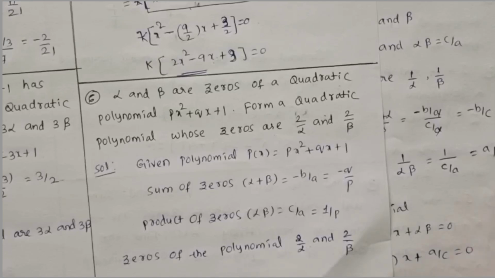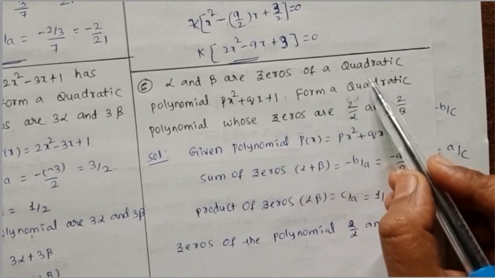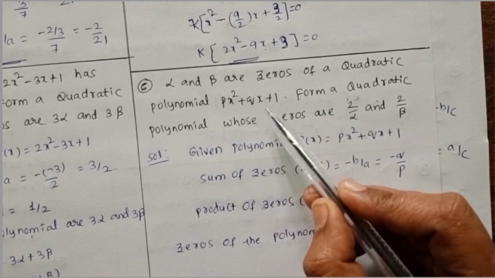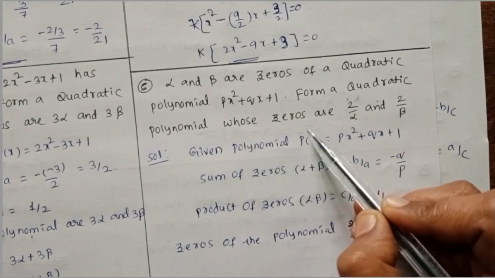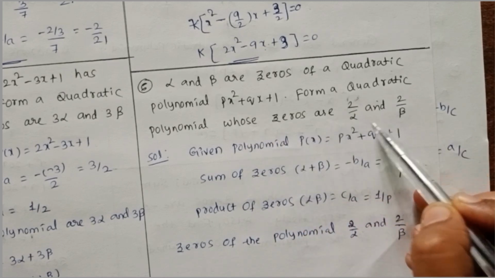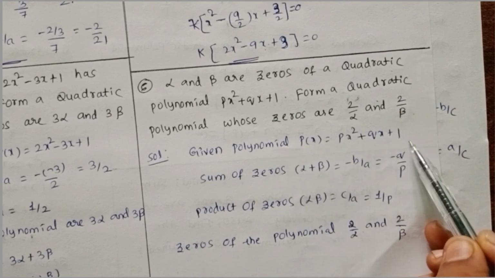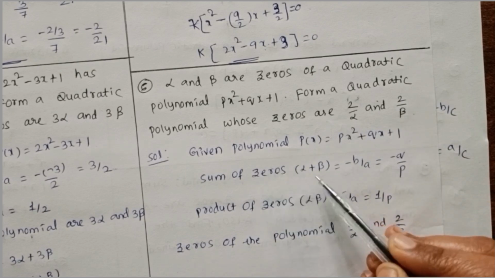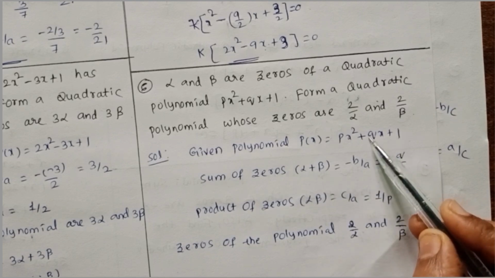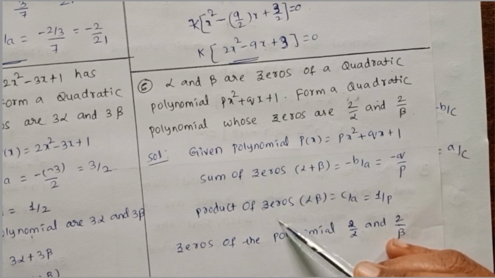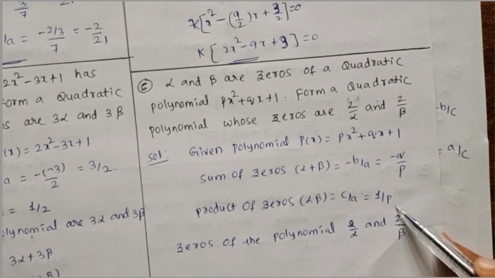Next, sixth question. This is same like previous question, that is alpha and beta are zeros of a quadratic polynomial px square plus qx plus 1. Form a quadratic polynomial whose zeros are 2 by alpha and 2 by beta. Given polynomial px square plus qx plus 1, write the sum of zeros, that is alpha plus beta, that is equal to minus b by a. So minus q by p, and product of zeros is equal to c by a. So that is 1 by p.